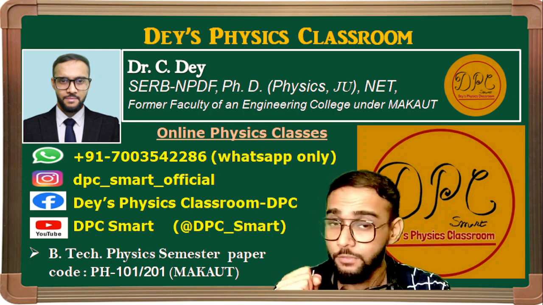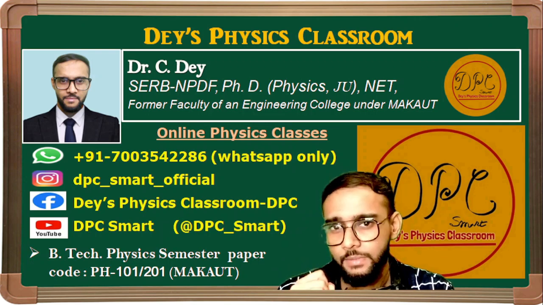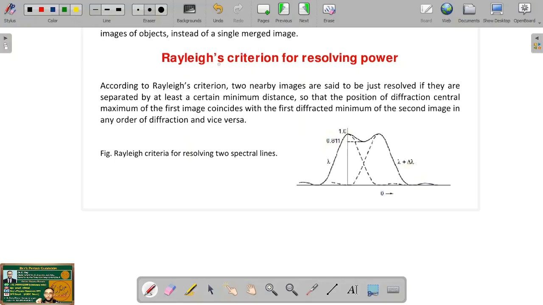which is followed by any optical instrument. Now what is the Rayleigh criterion for resolving power? According to Rayleigh, two nearby images are said to be just resolved if they are separated by at least a certain minimum distance, so that the position of the central diffraction maximum of the first image coincides with the first diffraction minimum of the second image in any order of diffraction and vice versa.